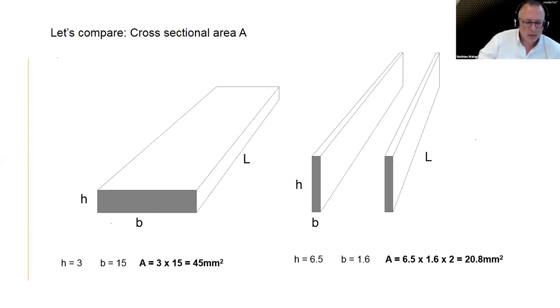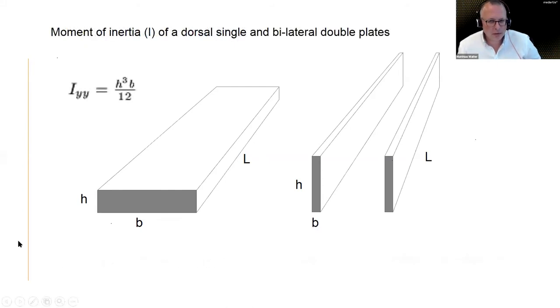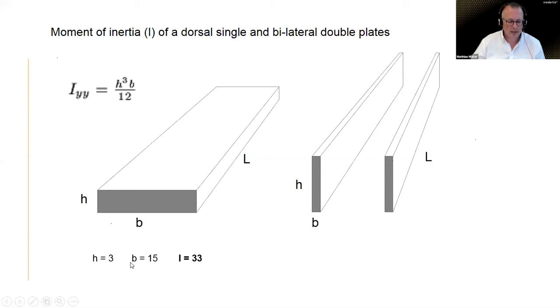So how can we now prove that our system is still strong enough? Now we have to do a little bit of physics and maths, and we can calculate the so-called moment of inertia for the dorsal single and the bilateral double plates. Now we still have the same height and the same width.